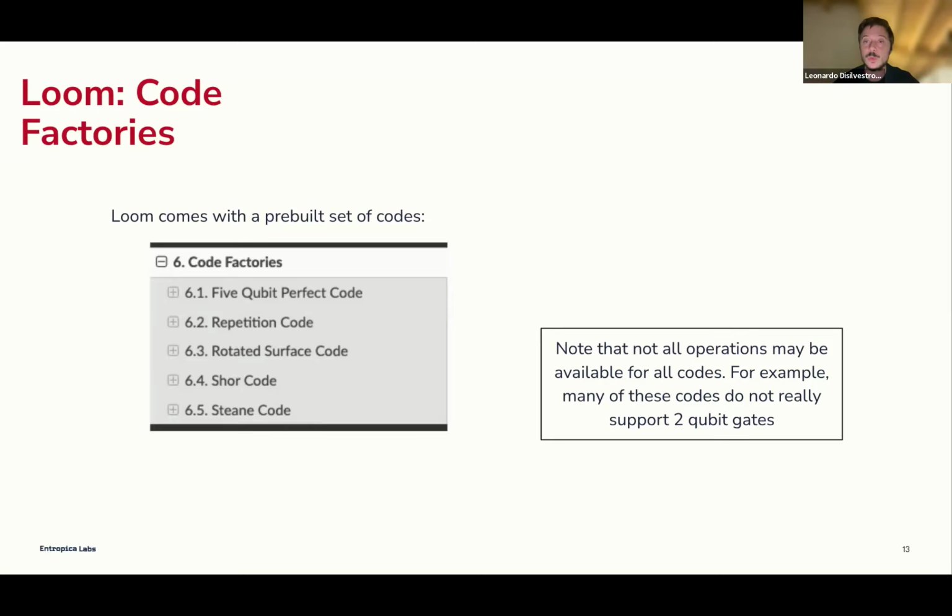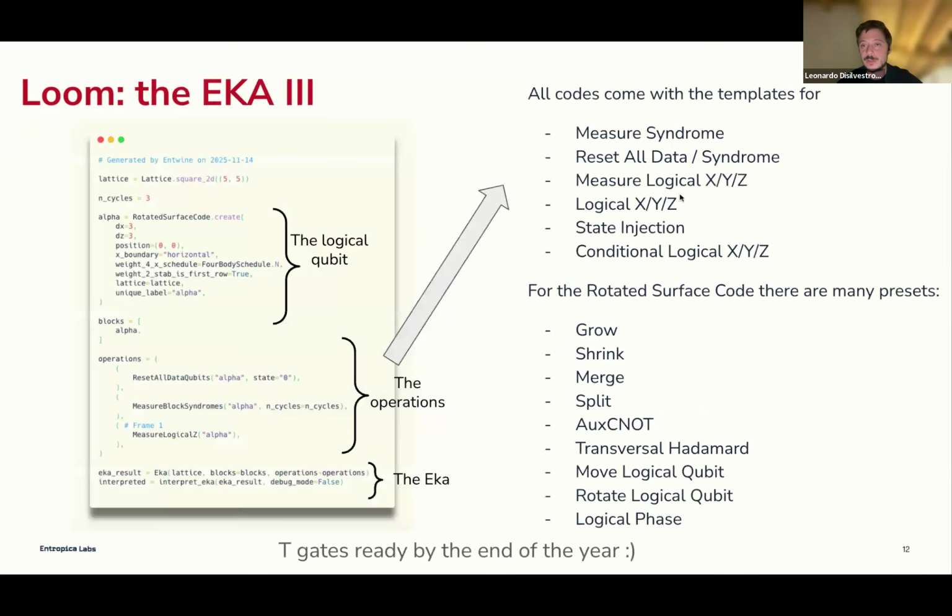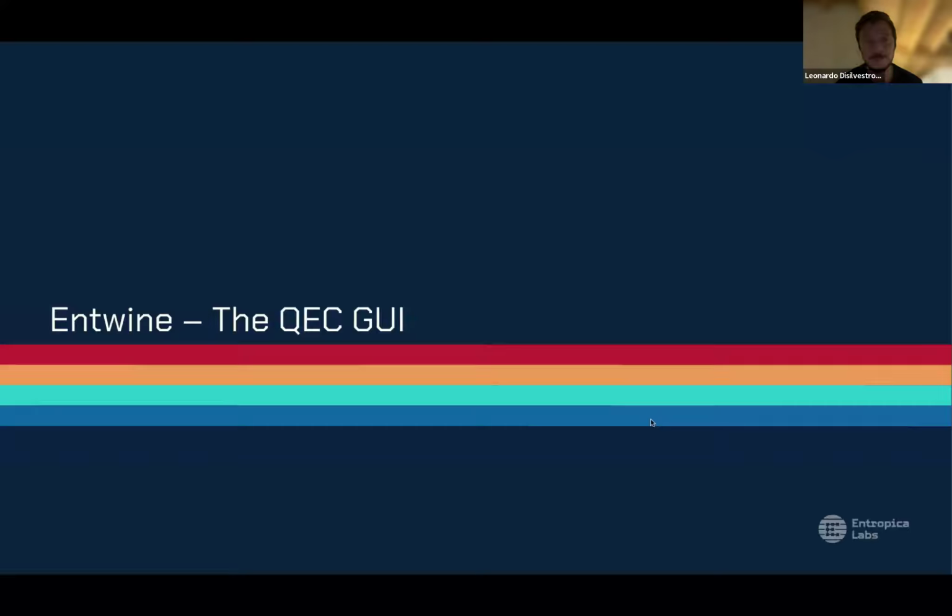Rotated surface codes require quite a fair amount of qubits, on the order of around 20 per logical. And not all operations, so if I go back and I see all the operations that I have here, not all these operations are well defined for all codes, of course. So these are dependent on which code you have.